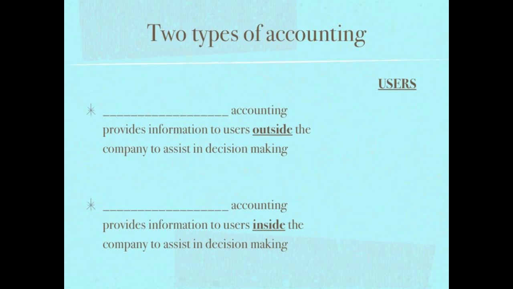There are 2 types of accounting. The first type is financial accounting. In this area of accounting, we produce those financial statements or those reports that provide information to users outside of the company to assist them in decision making. For example, an investor needs to know your financial information to be able to make an informed decision as to whether they want to invest in your company or not.